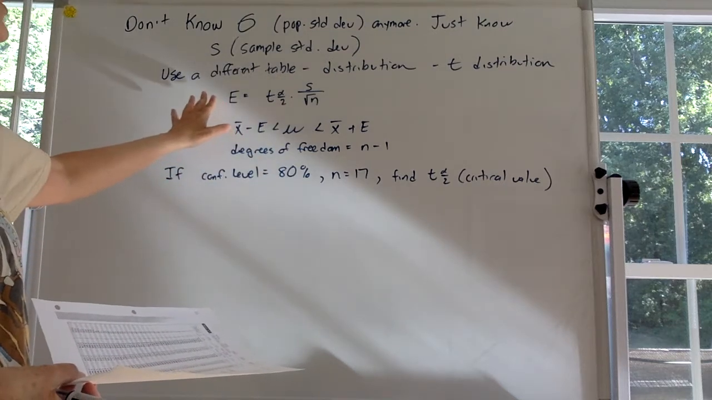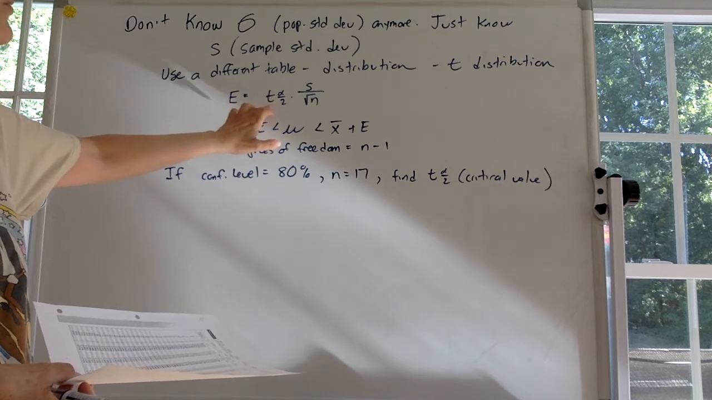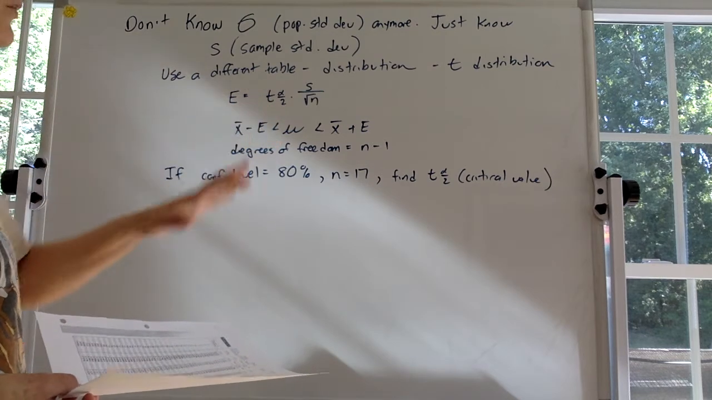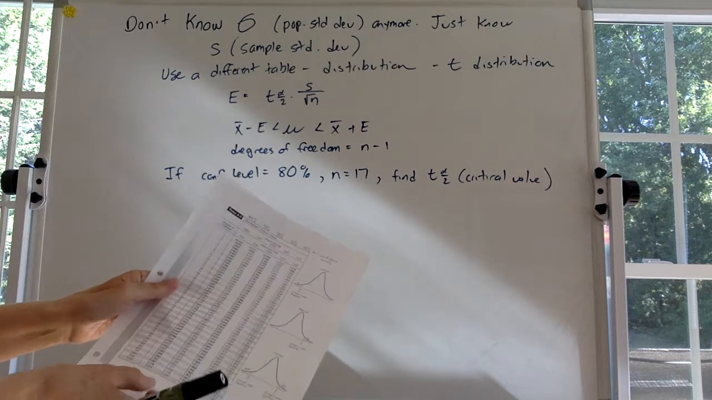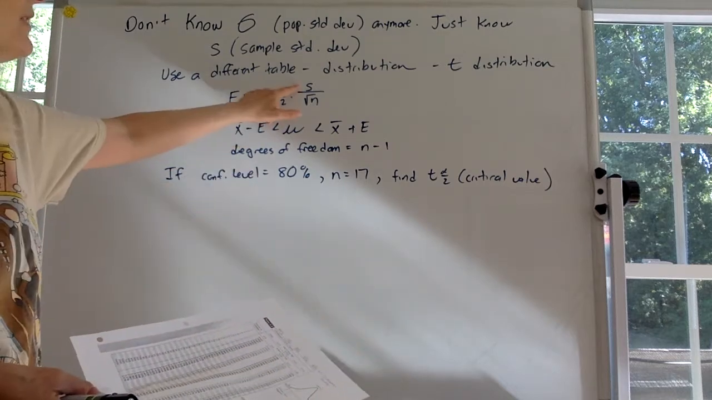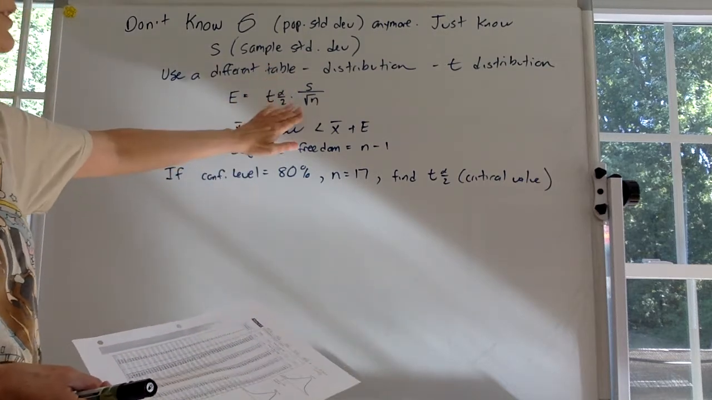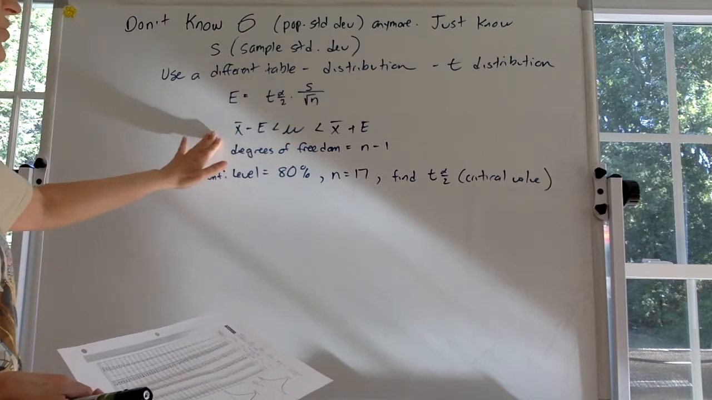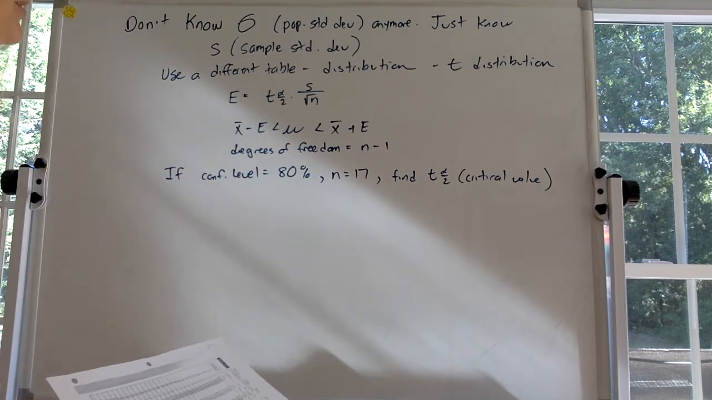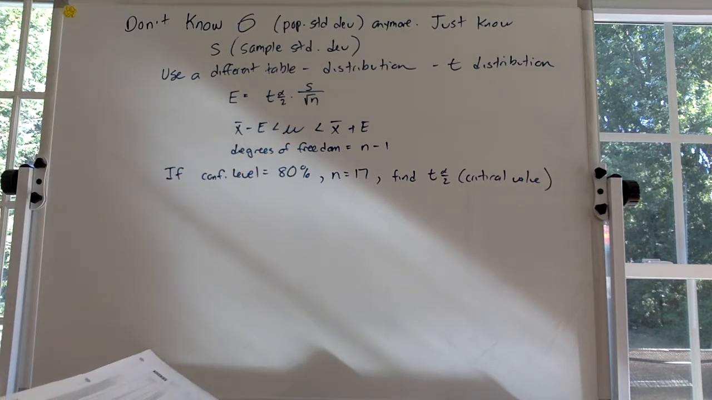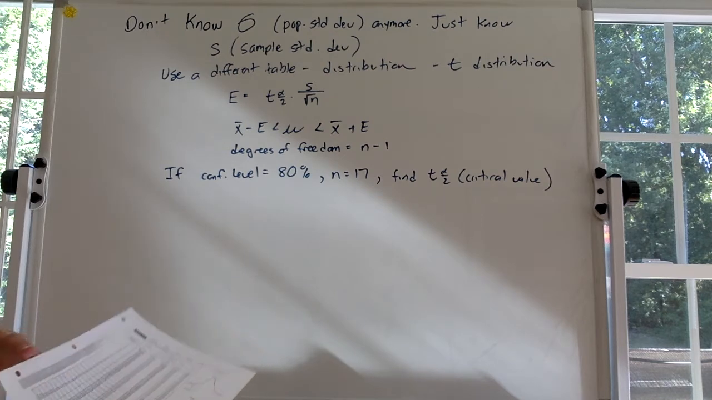And our equations look a little different. Instead of z alpha over 2, it's t alpha over 2, and you get that from this table. I'll show you how to do it in a second. You have s instead of sigma, and you still have the square root of n there, and you still have x bar minus e, x bar plus e for the interval. Okay, so let's try to figure this out. There's something called degrees of freedom, which is n minus 1, so you just take the sample size and subtract 1 to get the degrees of freedom.